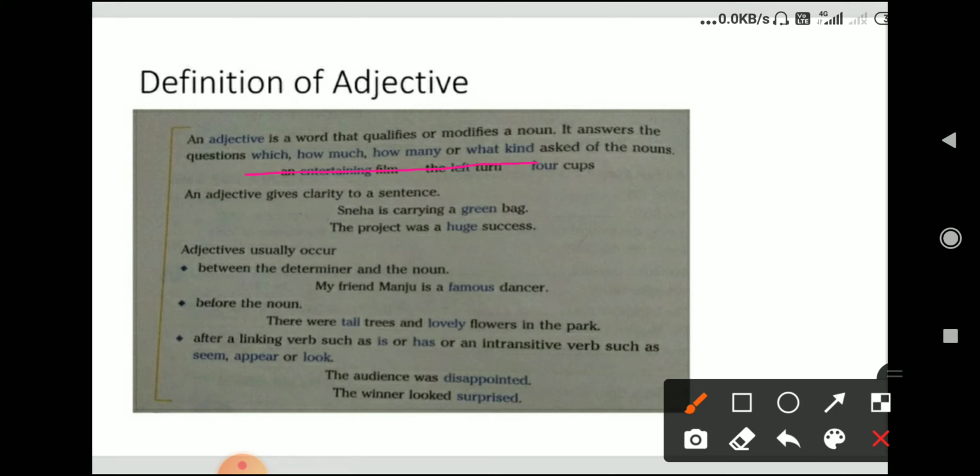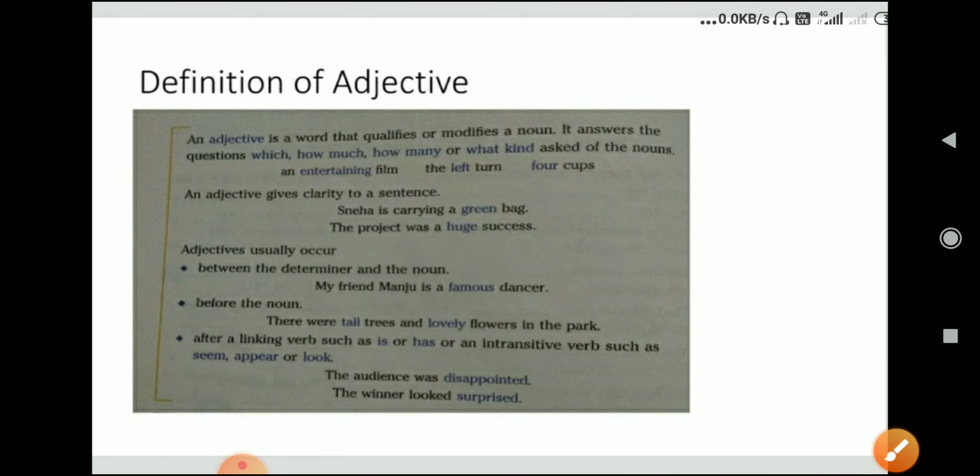Such a word we call the adjective. An adjective mostly comes between the determiner and the noun. My friend Manju is a famous dancer. Here 'a' is the determiner, and dancer is the noun. In between that, what came? Adjective. So such a word we call the adjective.